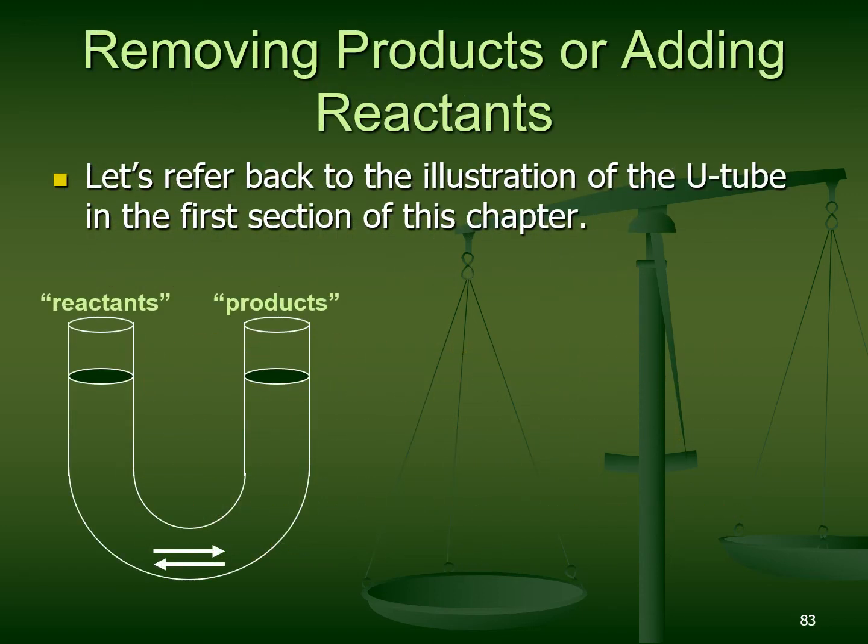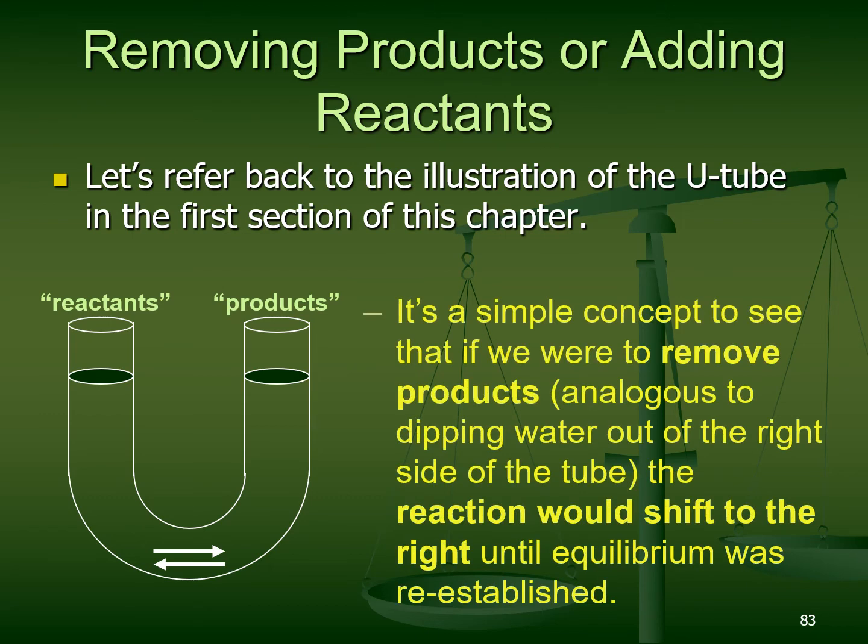Okay, so let's refer back to the U tube that we looked at the very beginning of this chapter. If we can think of the left-hand side as our reactants and the right-hand side as our products. So let's think about removing a product. All right, well, if we remove a product, so you can think of it as either maybe taking an eyedropper and sucking up some of the product, or scooping it out of the right-hand side of the tube.